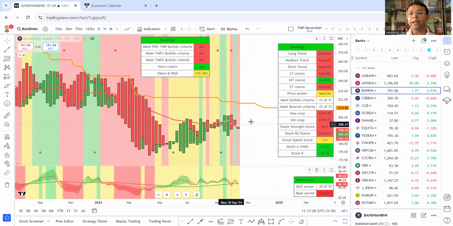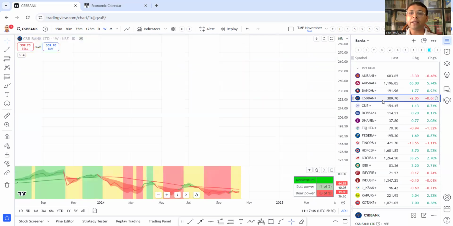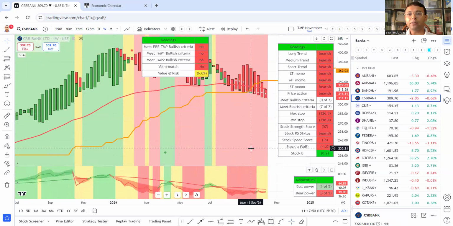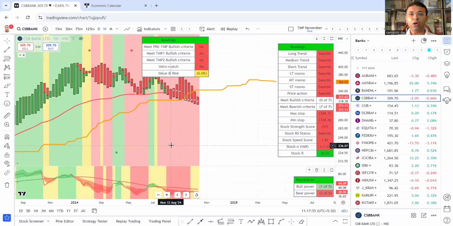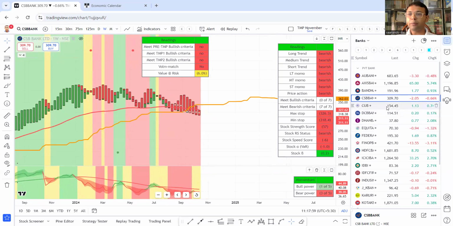This is Bandhan Bank in a range. If your money is stuck, if you get into this one, value at risk is very high, 15%. And RS status bearish, strength score 61, short-term momentum bearish. So overall, Bandhan Bank, I'm not ready to do anything. CSB Bank, look at the strong bearish going on. These phases I do not like. So it's bearish. So remain out of it.